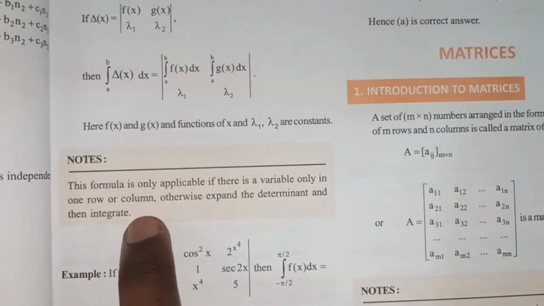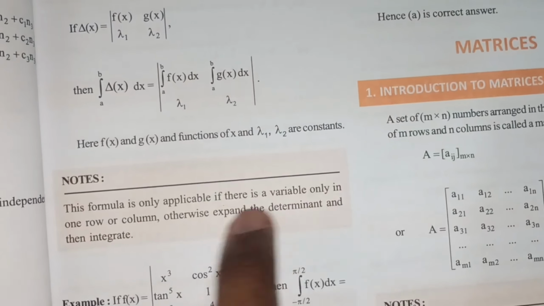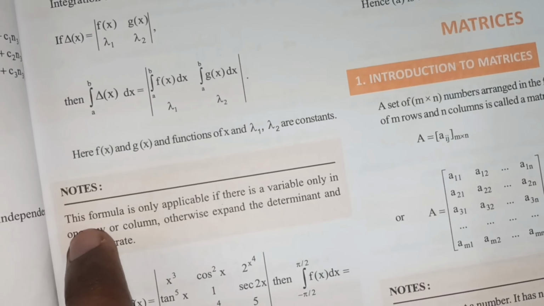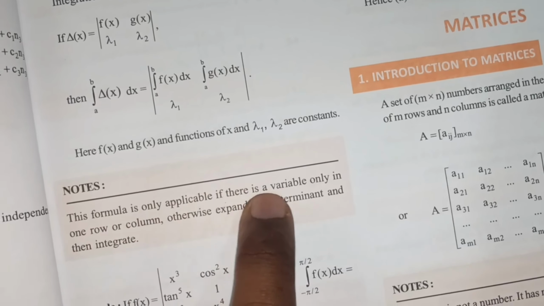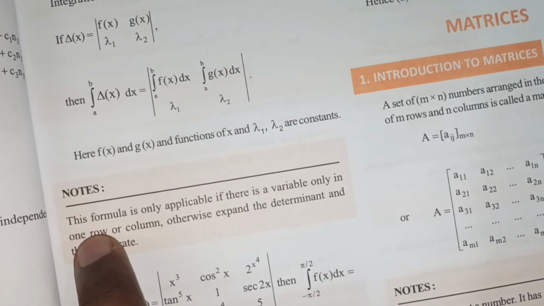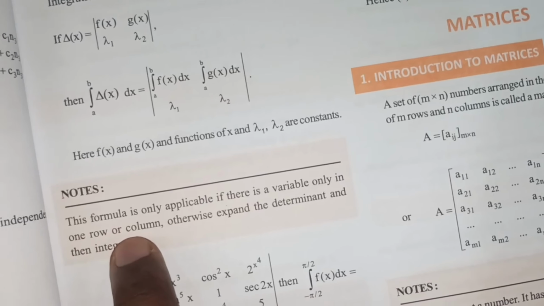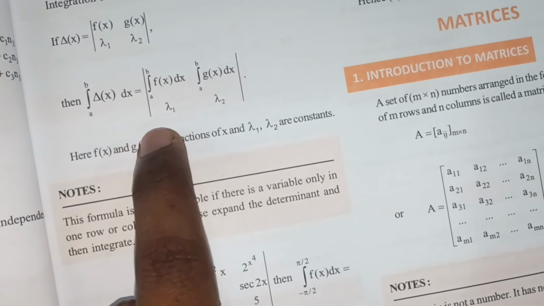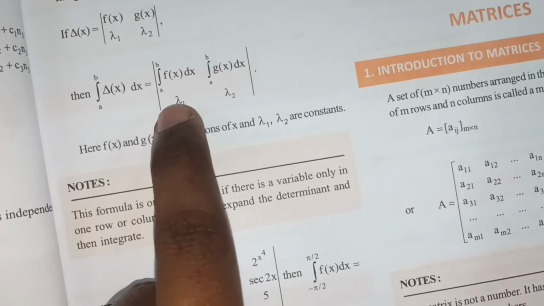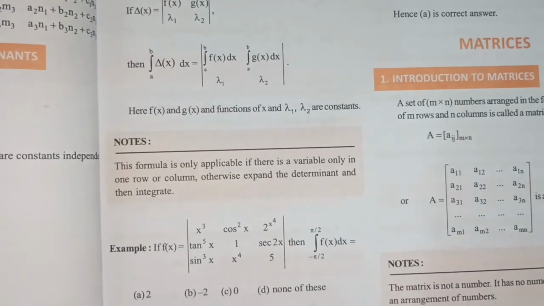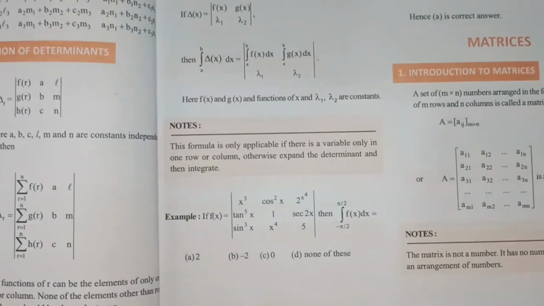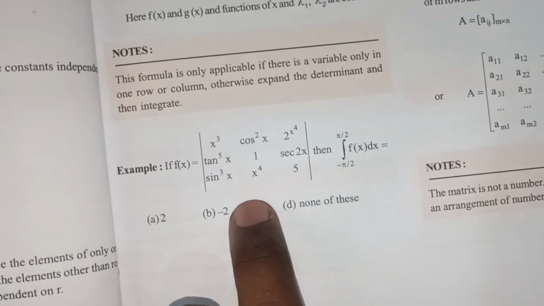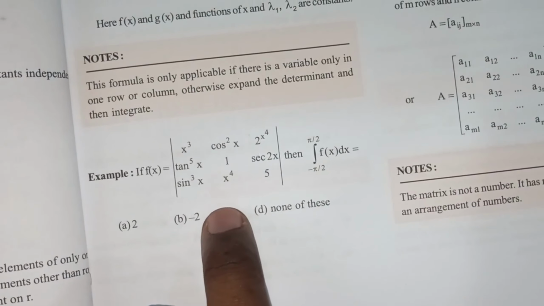The formula is only applicable if there is a variable only in one row or column. Otherwise, expand the determinant and then integrate. So this formula is only applicable for only one row or column. If there are variables elsewhere, you must integrate by expanding the determinant. So here is the next step. We should find a up to here.